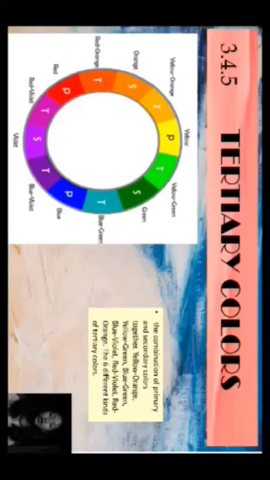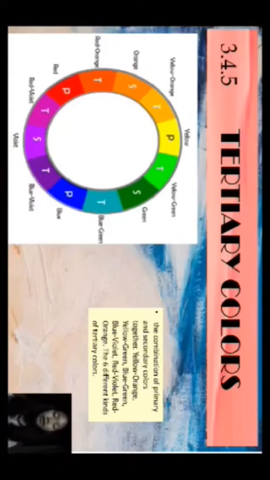So tertiary colors. Tertiary colors are the combination of primary and secondary colors together. Yes, tertiary colors are the combination of primary and secondary colors. And these colors are yellow orange, yellow green, blue violet, red violet, red orange. So those are the 6 different kinds of tertiary colors.